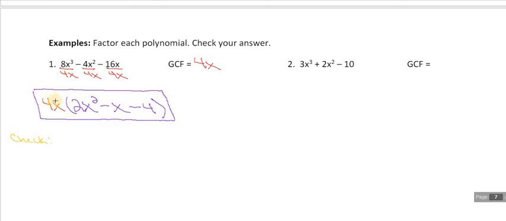So we would do 4x times 2x squared. 4 times 2 is 8. X times x squared is x cubed. 4x times negative x, that's going to give us a negative. 4 times 1 is 4, and x times x is x squared. And 4x times negative 4, positive times negative is negative. We've got 16x. Okay, so distribute back through, make sure we get what we started with.